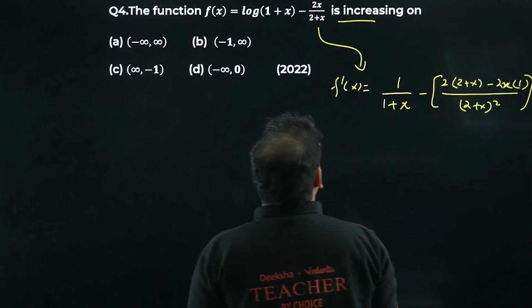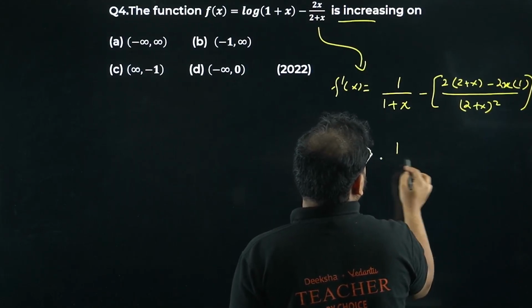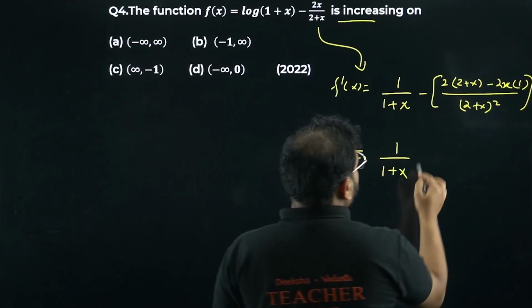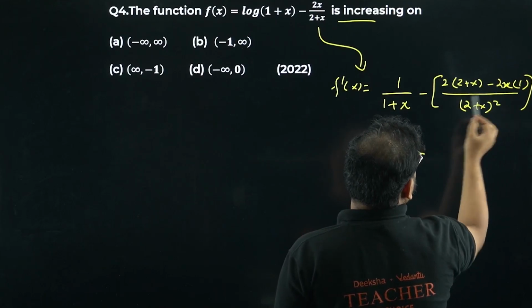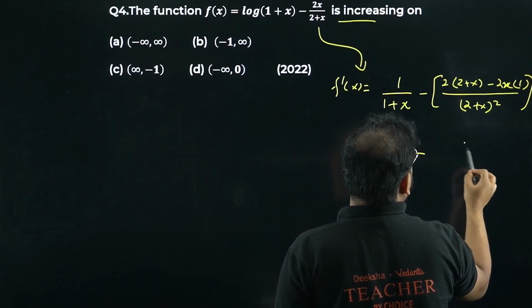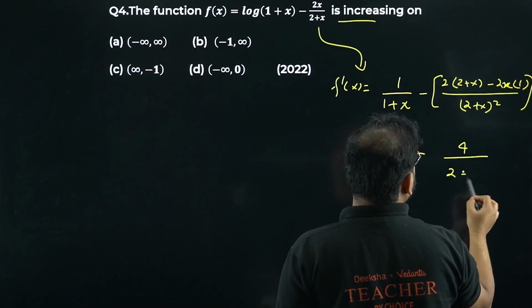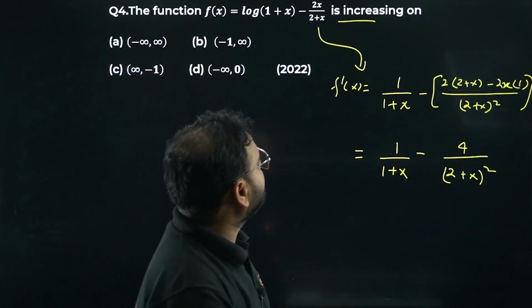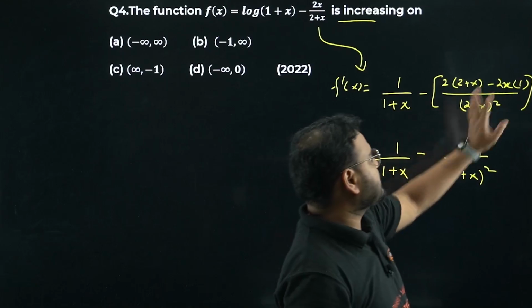Please check. Now what I'm getting here? I'm getting here 1 upon 1 plus x, and up here I have plus 2x and minus 2x. So which will be cancelled. I'll have only 4 left here and 2 plus x the whole square, right? Correct? 2 into 2, so 4, and we'll have 2x minus 2x is cancelled.